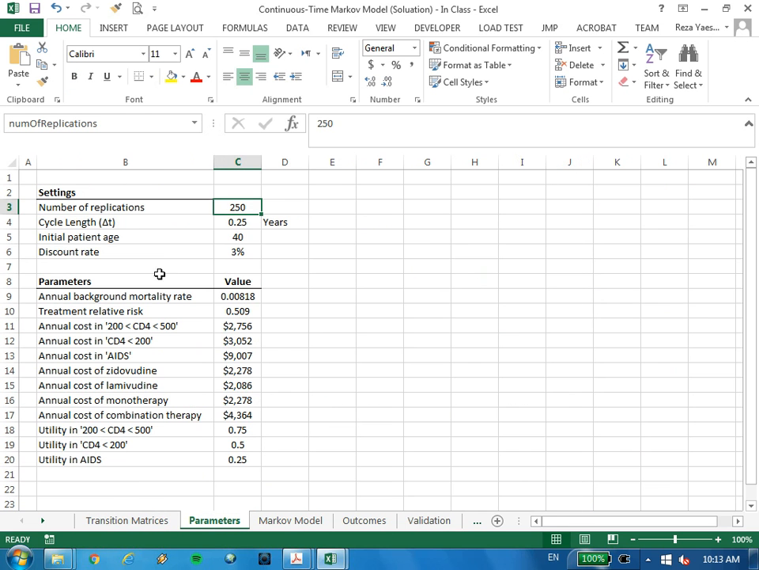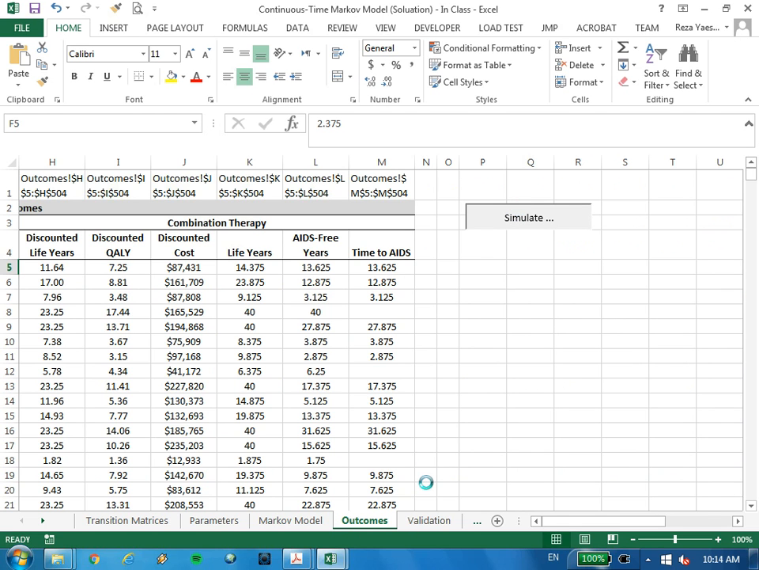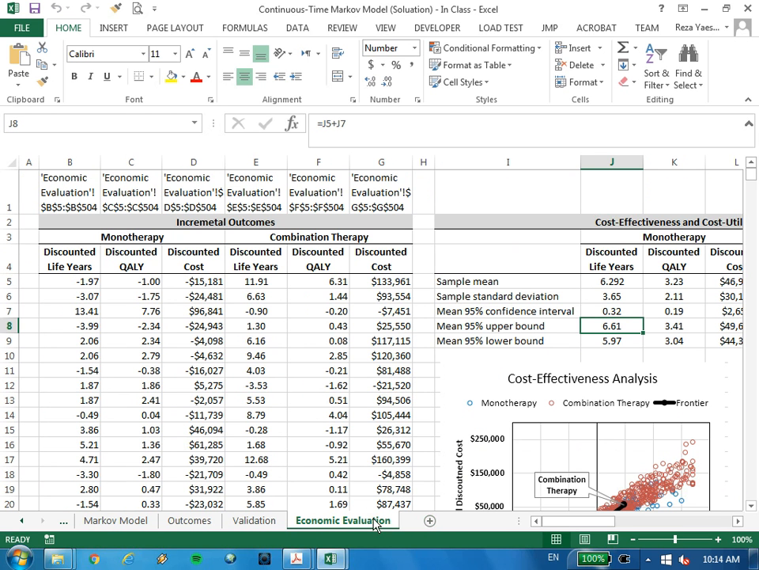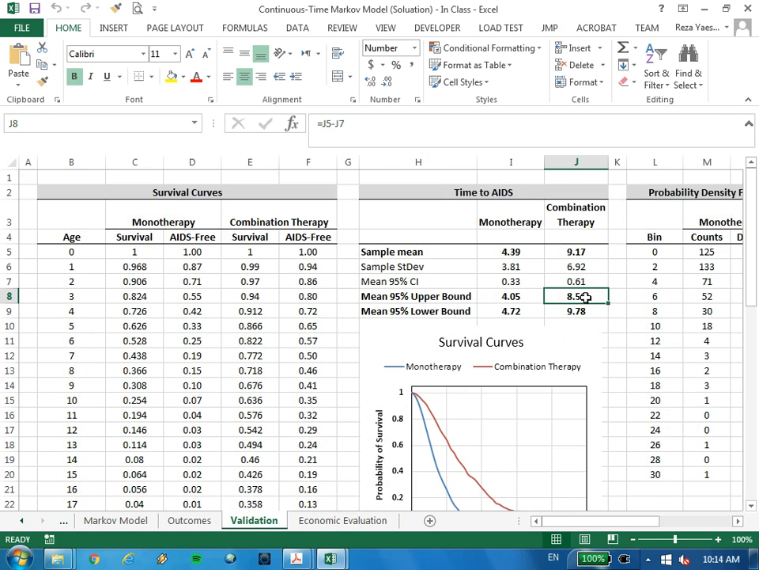Now, if I increase it to 500, it takes a while. Anyway, you see that now the confidence interval is much smaller.